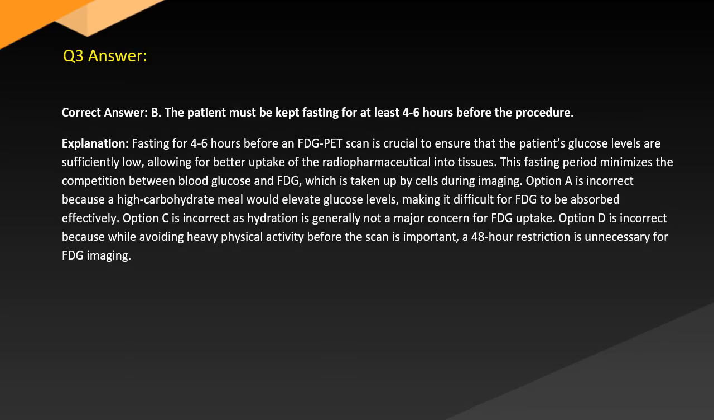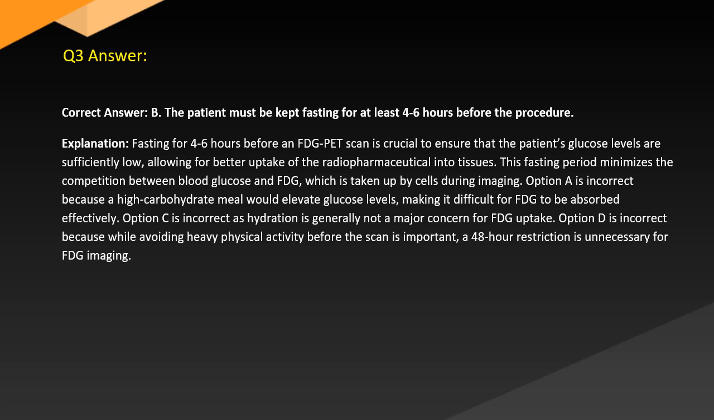Answer. Correct answer: B. The patient must be kept fasting for at least 4-6 hours before the procedure. Explanation. Fasting for 4-6 hours before an FDG PET scan is crucial to ensure that the patient's glucose levels are sufficiently low, allowing for better uptake of the radiopharmaceutical into tissues. This fasting period minimizes the competition between blood glucose and FDG, which is taken up by cells during imaging.